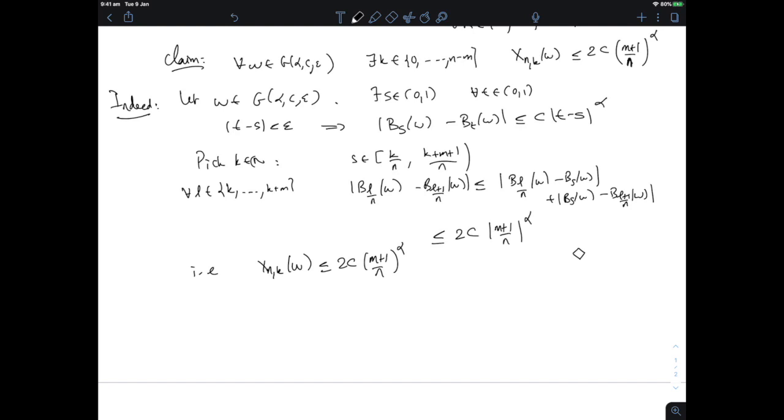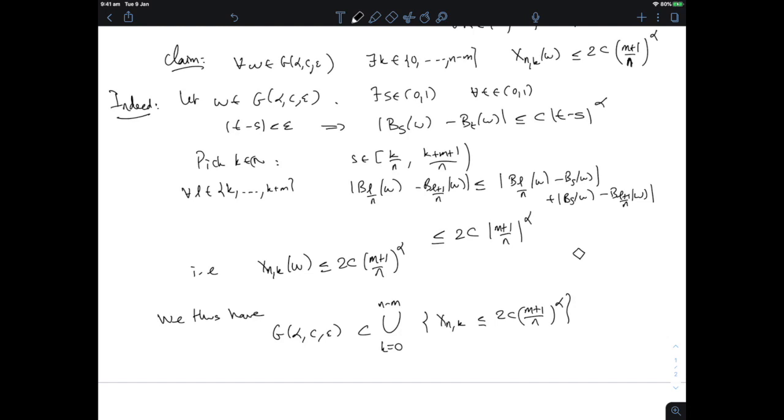Okay, so the maximum of the increments has to be small for all intervals in a set of little m intervals. And we don't know which set of little m intervals, but there exists a k. There exists a set of m intervals such that this happens. So what does that tell us? That tells us that G_{α,c,ε} is included in the union, from k running between 0 and n minus m, of the sets where X_{n,k} is smaller than or equal to 2c((m+1)/n)^α, right?